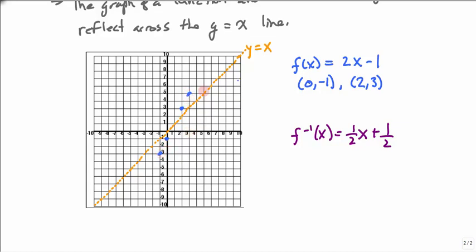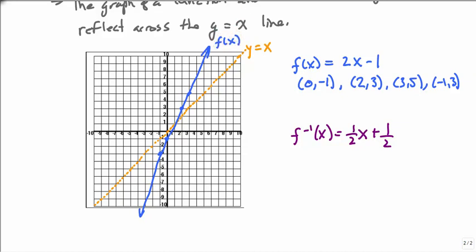Here's the point 3, 5. And then we went in the negative direction as well. And we have the point -1, -3. So those are ordered pairs. And for this line then, if I connect these, this is my function f of x.